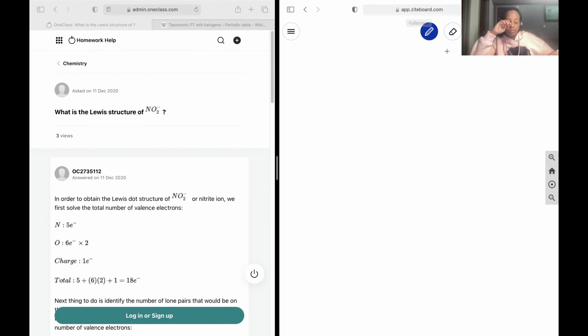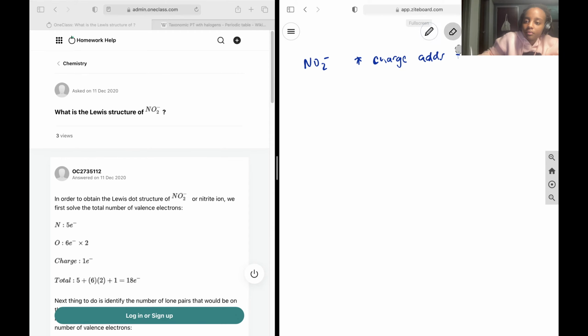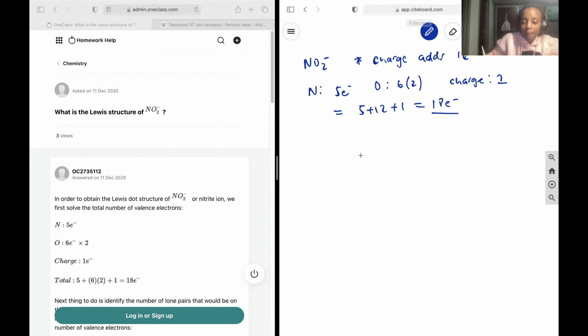Okay, now for our final question. We'd like to find out the Lewis structure of NO2 minus. And so first let's count out those valence electrons. And please note that the charge adds 1. Okay, so N will provide 5 electrons. Oxygen is going to provide 6 electrons, but there are 2. And the charge will provide 1. So that is going to be 5 plus 12 plus 1, which is going to be 18 electrons that you need to take care of.